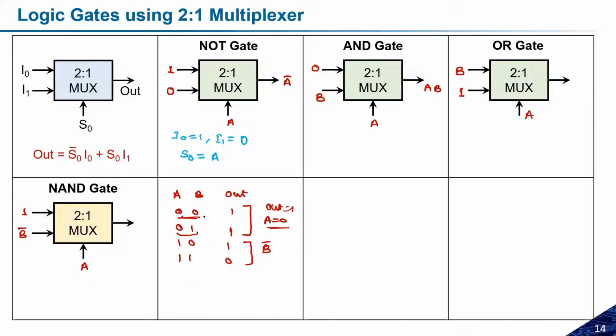In the first case, if A is equal to 0, the output is 1, so I just have to connect the input like this. In the second case, if A is equal to 1, then the output will be the complement of B, so B bar will be transferred. So here I will get A dot B bar. If you simplify, you will get the NAND kind of thing.